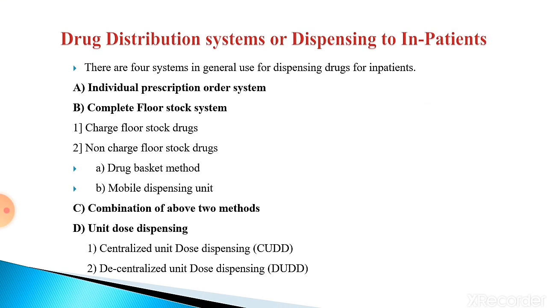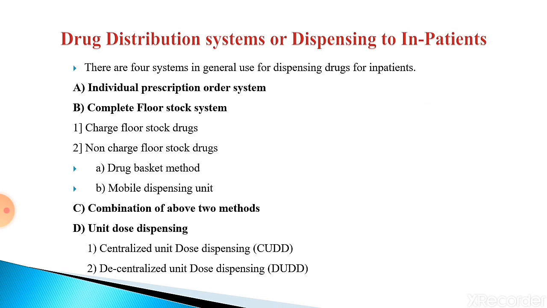Different systems of dispensing to the inpatients. There are four systems in general for dispensing drugs for inpatients. First is the individual prescription order system. Second, complete flow stock system, which is divided again into two categories: charge flow stock and non-charge flow stock drugs. And these non-charge flow stock drugs are again divided into drug basket method and mobile dispensing unit. Thirdly, a combination of the above two methods, that is individual prescription order system and complete flow stock system combination.